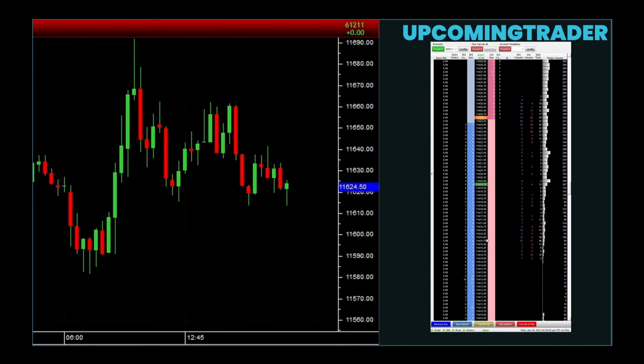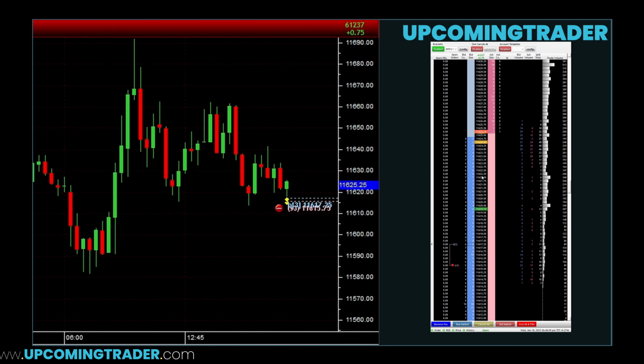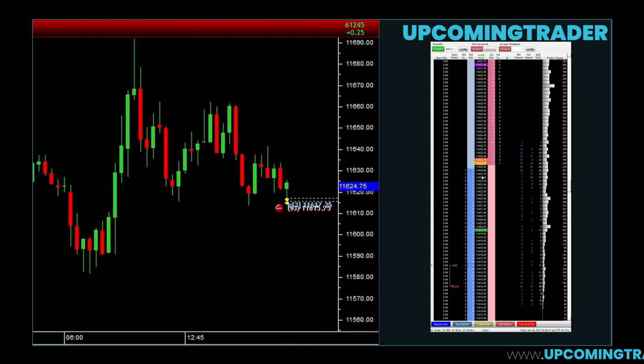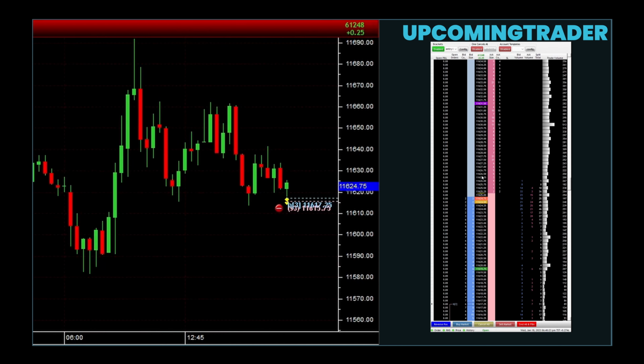Next, we have single prints, which represent areas on the chart where the market moved quickly through a price level with very little trading. These single print zones can serve as key reference points because they represent levels that have not been fully tested by the market. If the price returns to a single print area, it often becomes a point of interest, acting as either support or resistance depending on the context. Single prints typically occur during fast moves and can signify strong momentum, often leaving gaps that attract future price action.